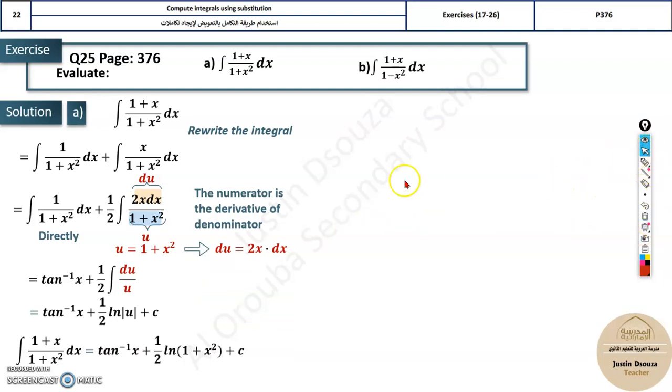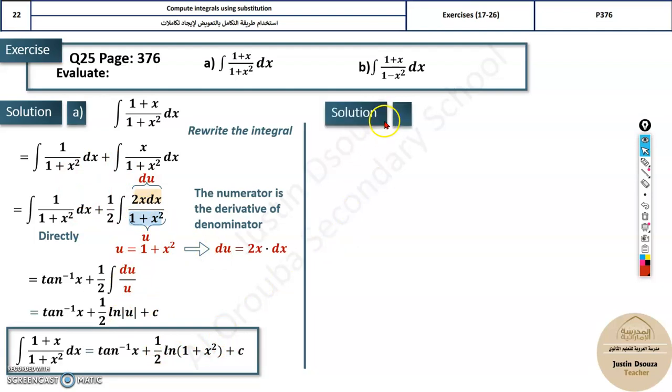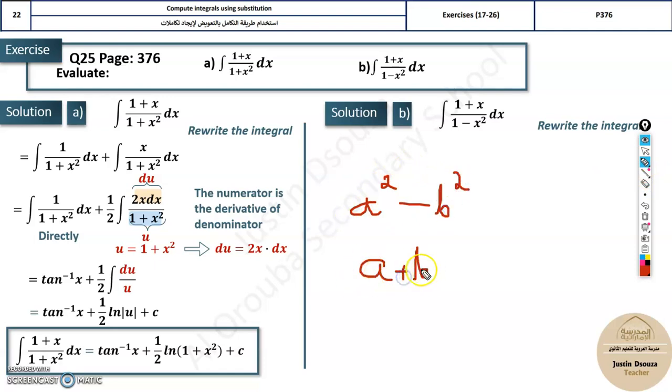Now the right side is simpler. The answer will come after you substitute whatever you assumed to be u. Look at this question: you can see it's a minus. That means you have the formula a squared minus b squared, which is (a plus b)(a minus b).